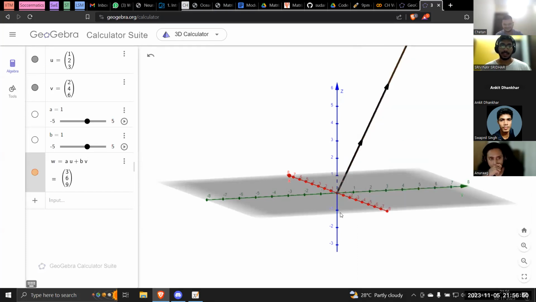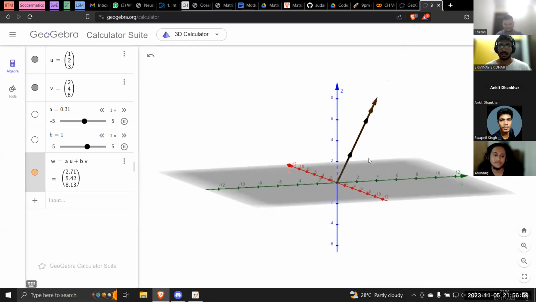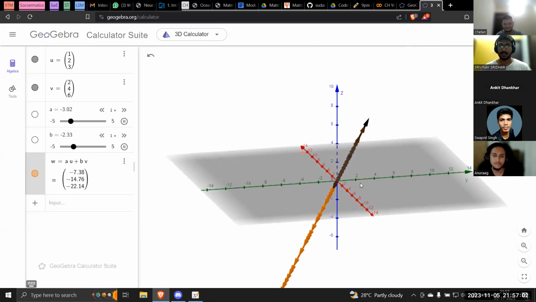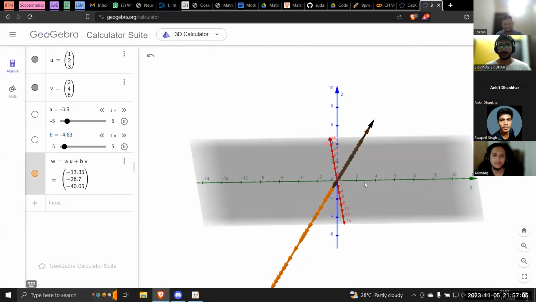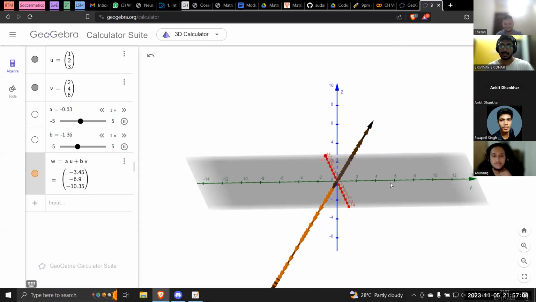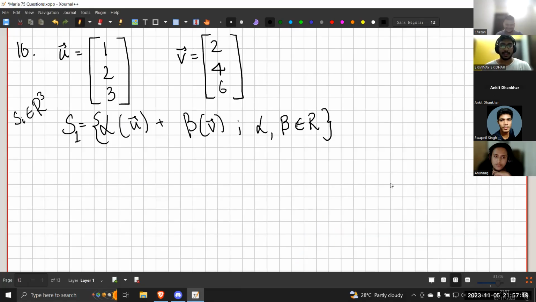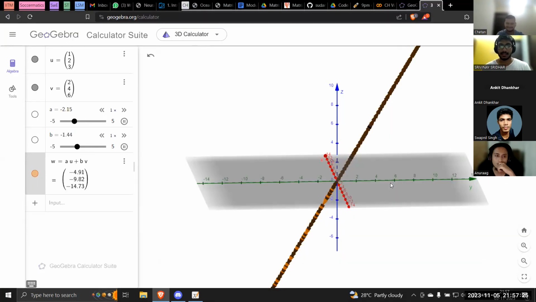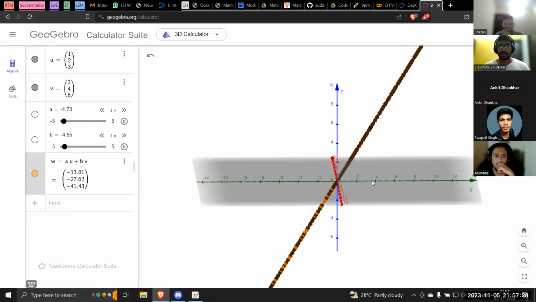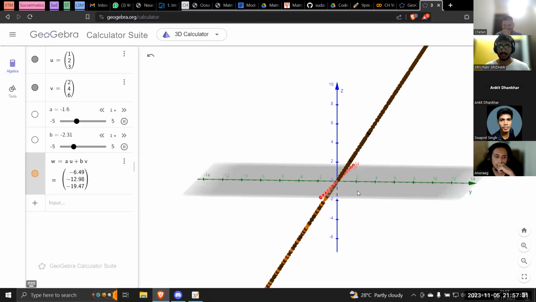right? Now, if I start moving around a and b and trace it, I can see that I'll only be going along a line, right? So by this, can I say that if I take any two vectors in R3, they'll only span a line? Here I've taken u to be 1, 2, 3, and v 2, 4, 6, and S1 happens to be the points on this line that we're seeing, right? Along this line is where all the points, the linear combinations of u and v, lie.